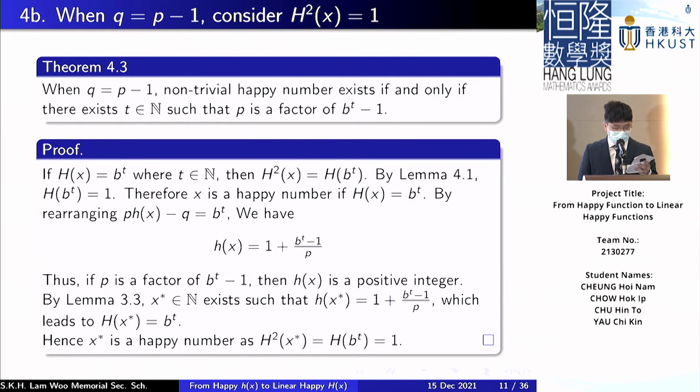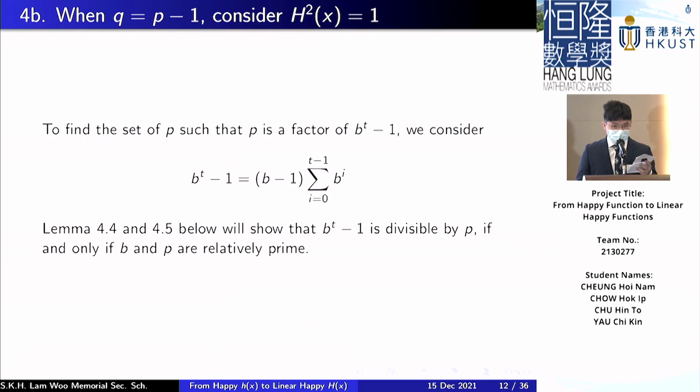If the equation H^2(x) equals 1 has solutions, we found that p must be a factor of b to the power t minus 1. By considering its factorization, we examine whether b to the power t minus 1 is divisible by p. We claim that it is divisible by p if and only if b and p are coprime. And in order to prove this, we first prove the following two lemmas.